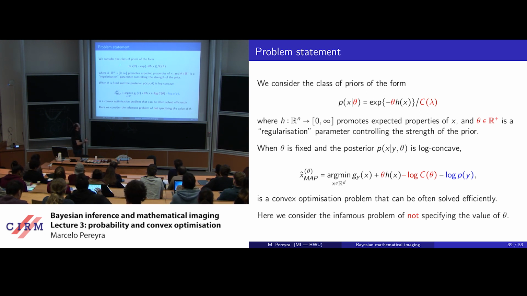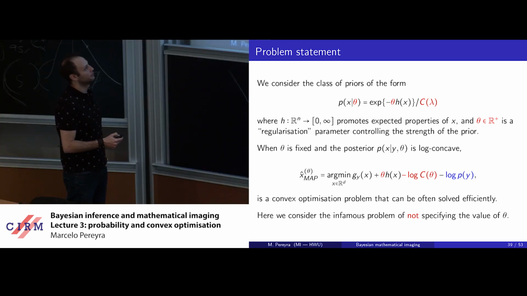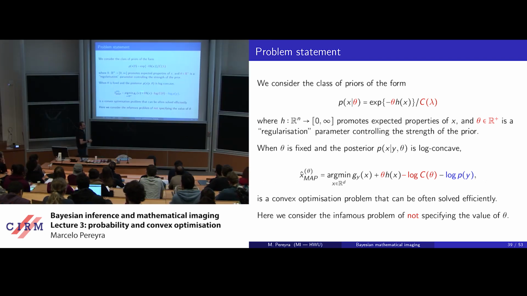Let's assume that I have priors of this form. My prior is indexed by some parameter theta, and it acts by weighting how much I promote properties that are in agreement with H and how much I authorize things that are not in agreement with H. Oh sorry, typo, this should be C of theta, like here. So when theta is fixed, if my posterior is log-concave, this function I had described as phi is convex, and I can find the minimizer by convex optimization in a very efficient manner.